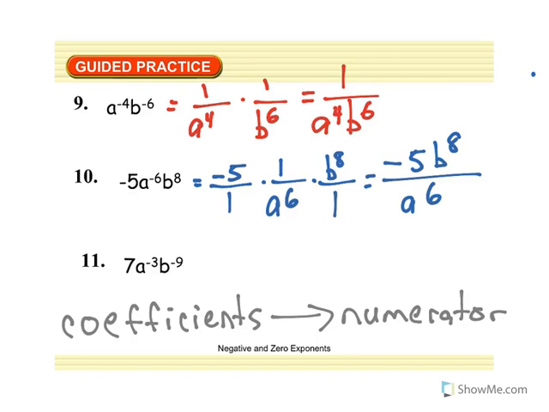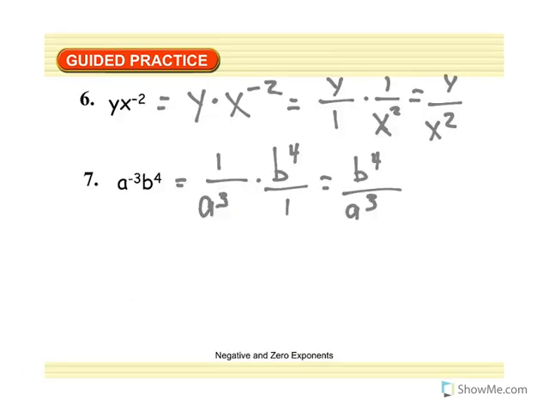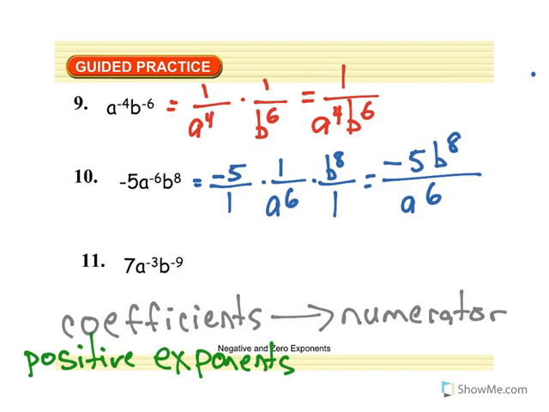What happens to positive exponents? And this is something I would absolutely put in my notes. Well, let's take a look. In number 9, there's no positive exponents. In number 10, b to the 8th is positive, that ends up in the numerator. In number 6, the y is positive, that ends up in the numerator. And in number 7, b to the 4th is positive, that ends up in the numerator. All right, I'd say that's pretty reliable.